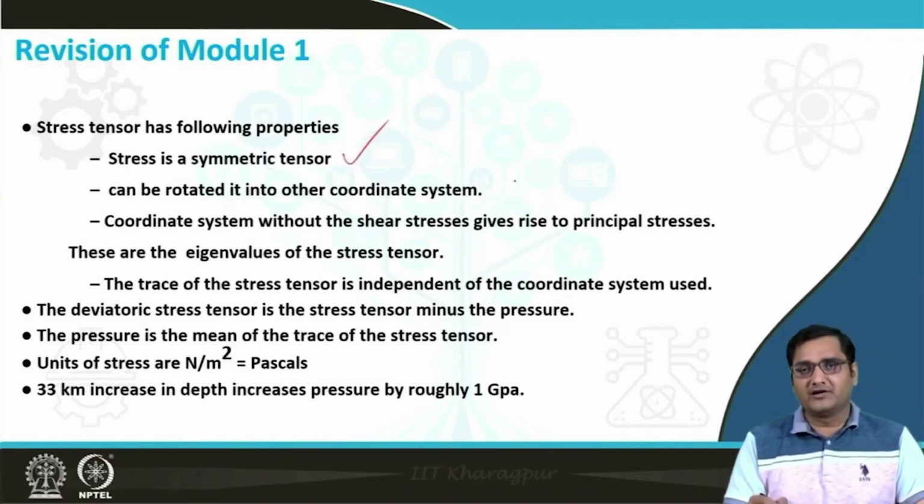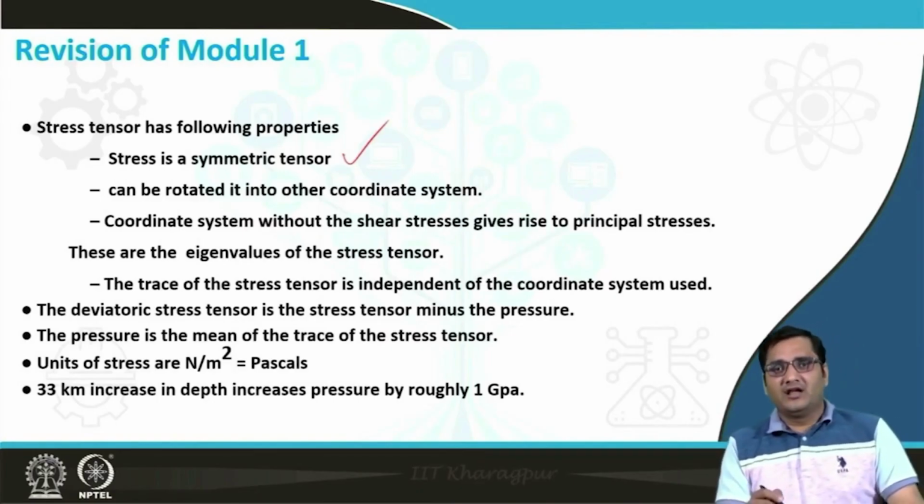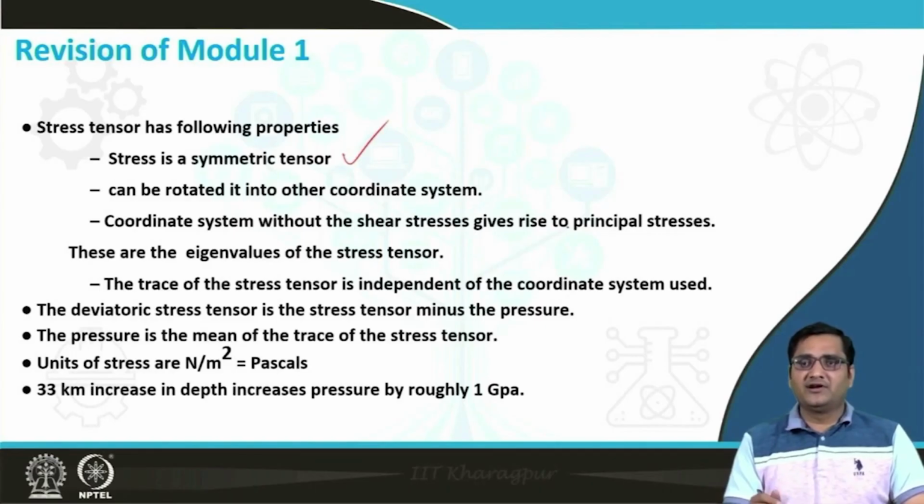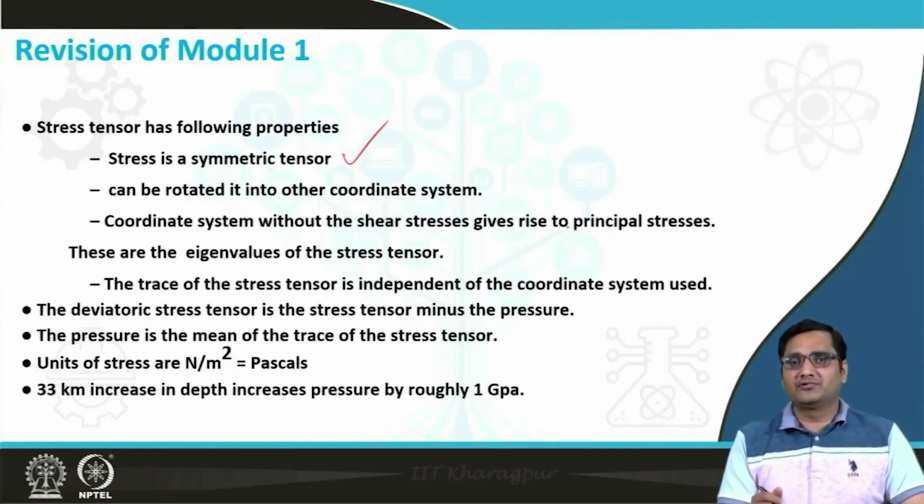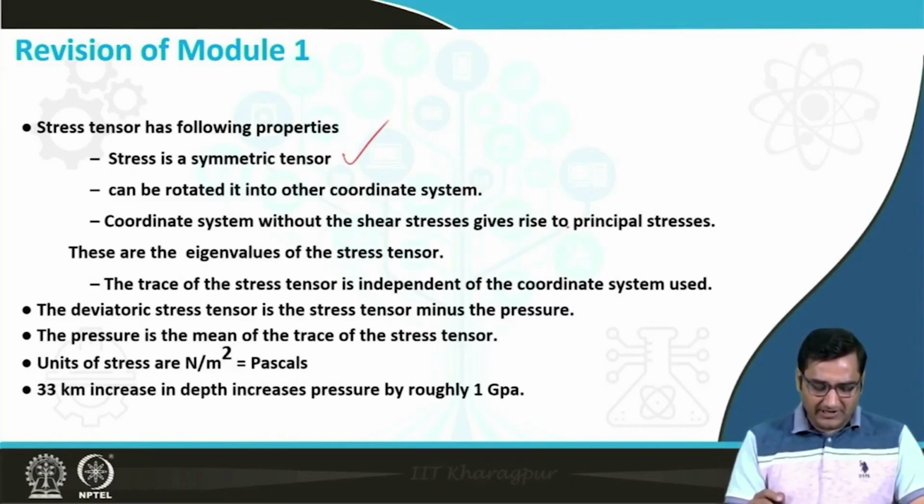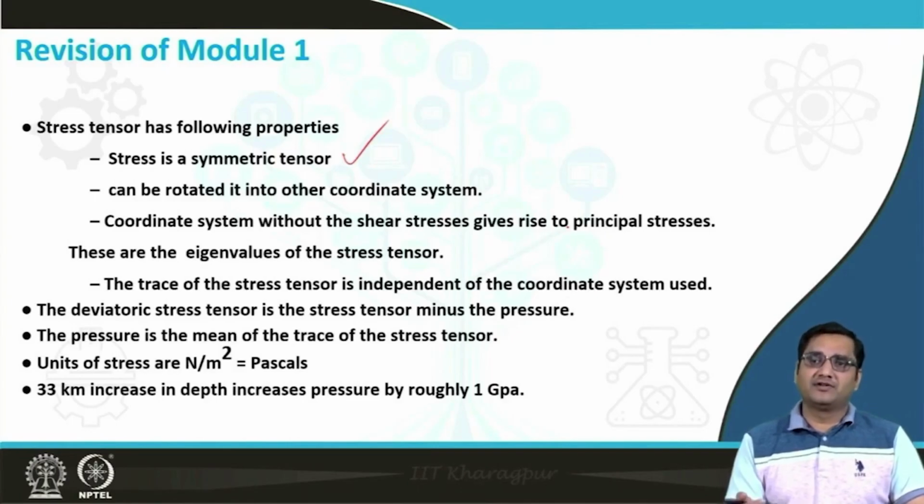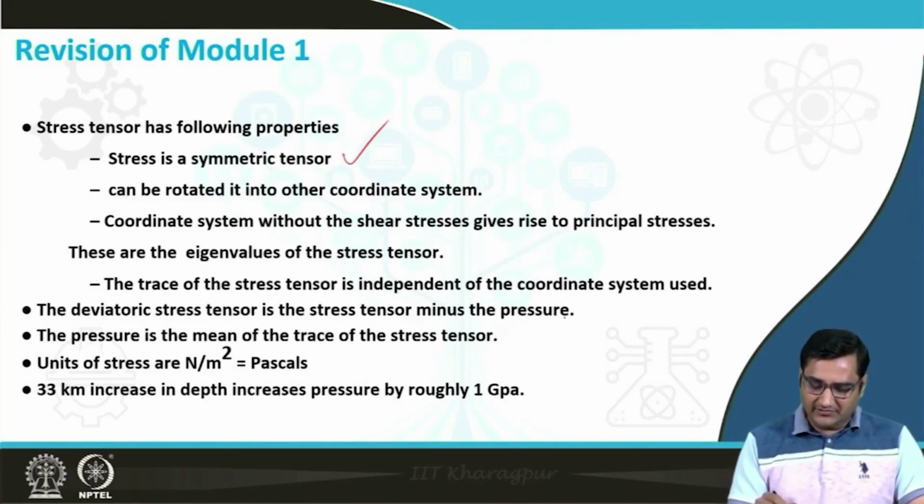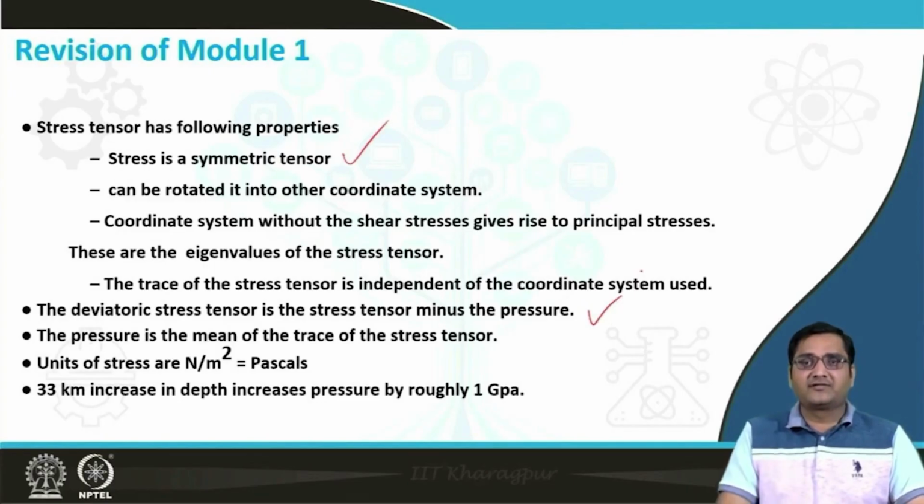It can be rotated into any other coordinate system, and a coordinate system without the shear stresses gives rise to principal stresses, and these are basically known as the eigenvalues of the stress tensor. The trace of the stress tensor is independent of the coordinate system used. So this is basically the invariance of the stress tensor, and the pressure we can relate to the trace, that is basically the mean of the trace of the stress tensor. Likewise, the deviatoric stress tensor we defined is the stress tensor minus the pressure.